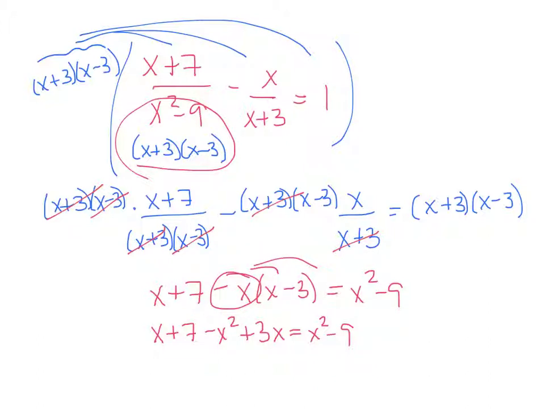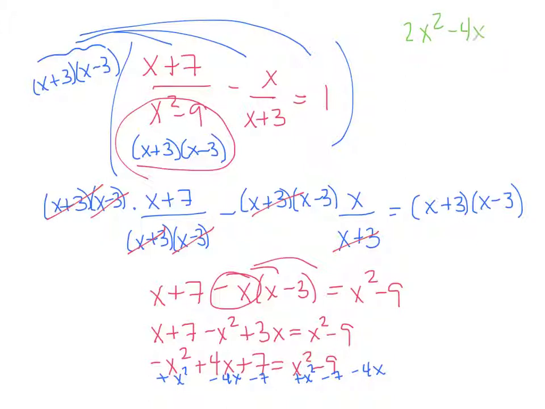This is a quadratic. Let's go ahead, combine like terms. I'm going to run out of room, but that's okay. x squared minus 9. All right, so we're going to add x squared to both sides. We're going to subtract a 4x from both sides. And we're going to subtract a 7. And I'm going to write it up here at the top. This is going to be 2x squared minus 4x minus 16 equals 0.